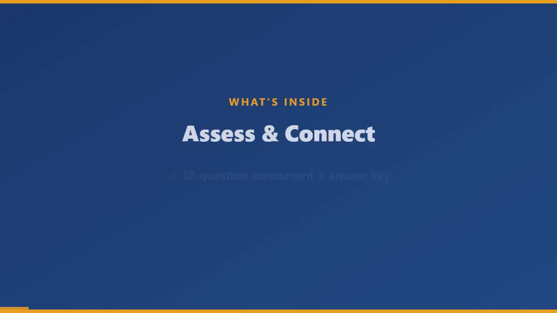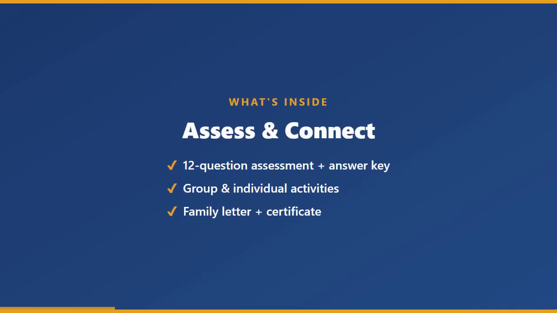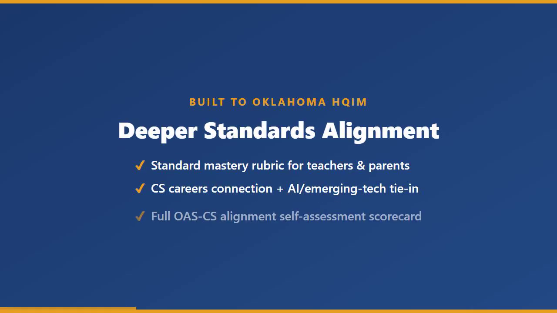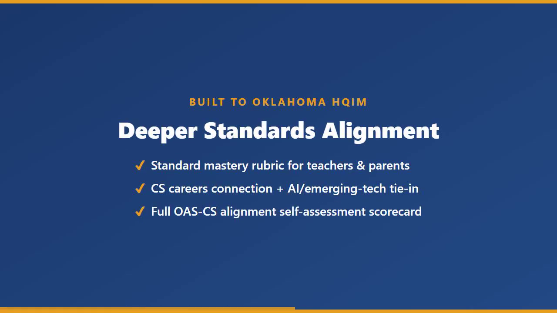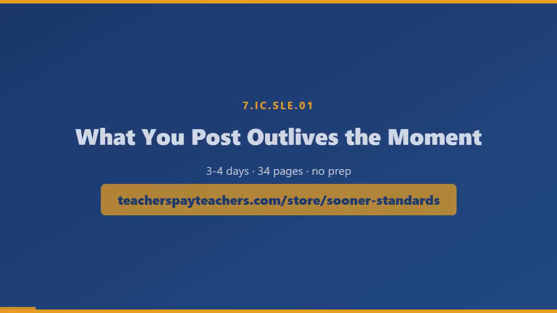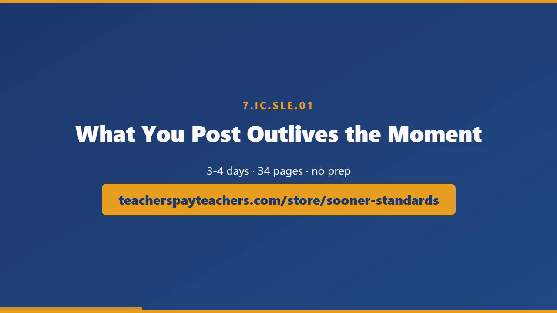checkpoints. This unit includes a standard mastery rubric for teachers and parents, a visual connection chart, a CS Careers connection, and an AI connection, all built to the Oklahoma HQIM rubric. Plus a 10-question assessment with answer key, group and individual activities, vocabulary puzzles, a family letter, and a certificate of achievement. That's 3 to 4 days of no-prep, HQIM-aligned instruction across 34 ready-to-print pages.